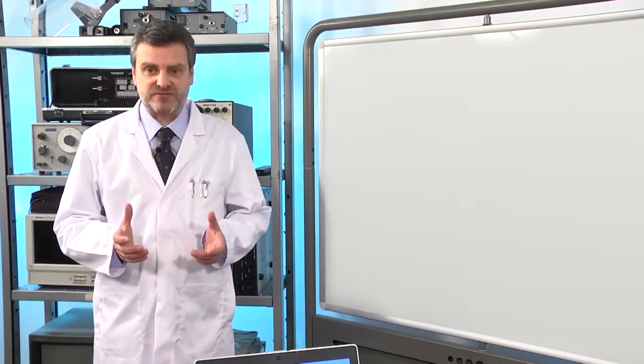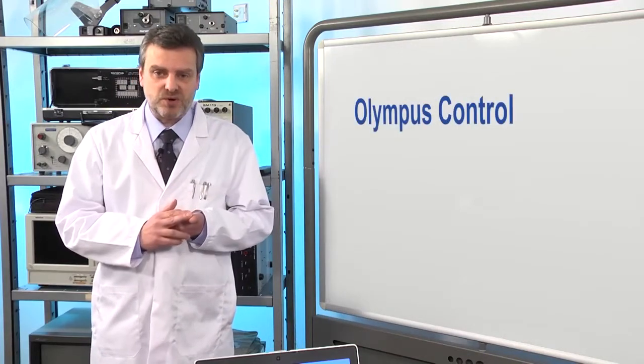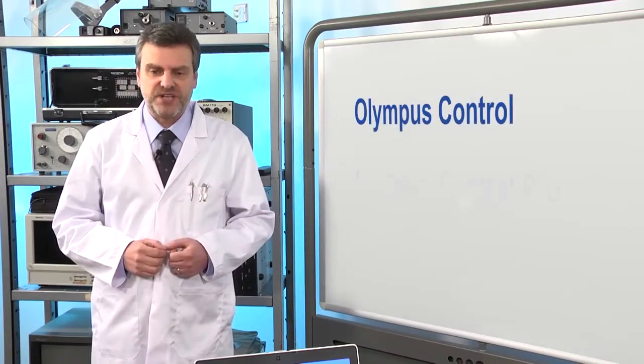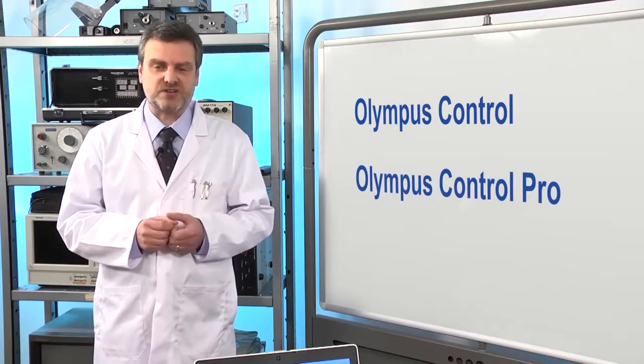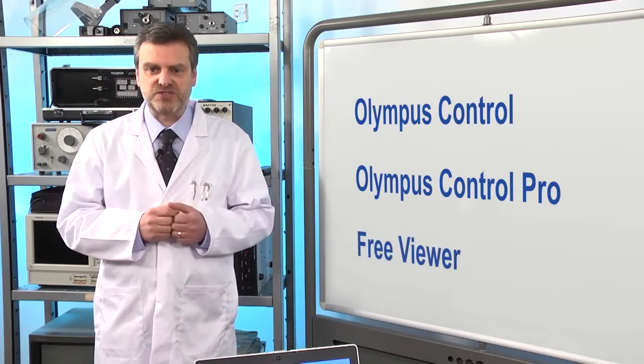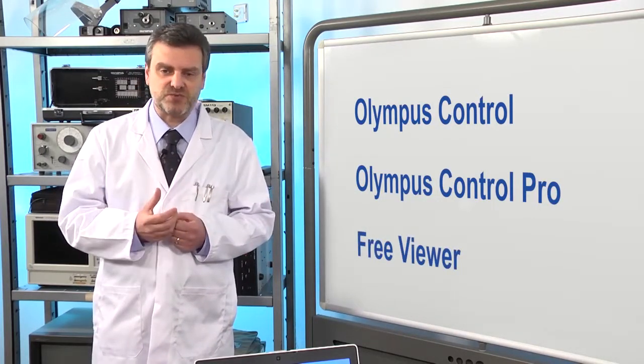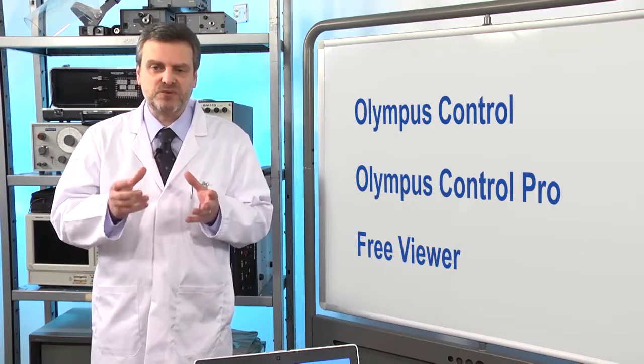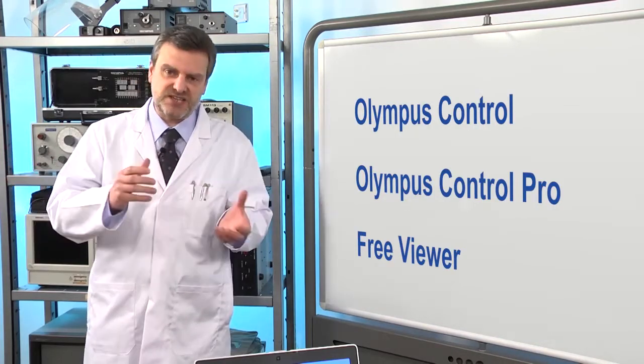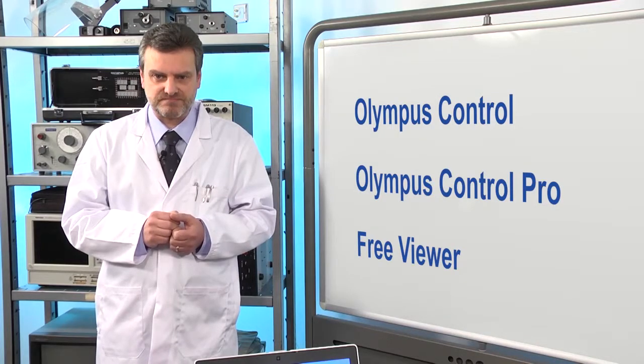There are three types of software. There's Olympus Control, which is supplied with the camera. There's Control Pro, which is a cost upgrade. And there's the free viewer software, which you can download from the Olympus website and is very useful if you want to give it to your customers so that they can see the video that you've recorded.